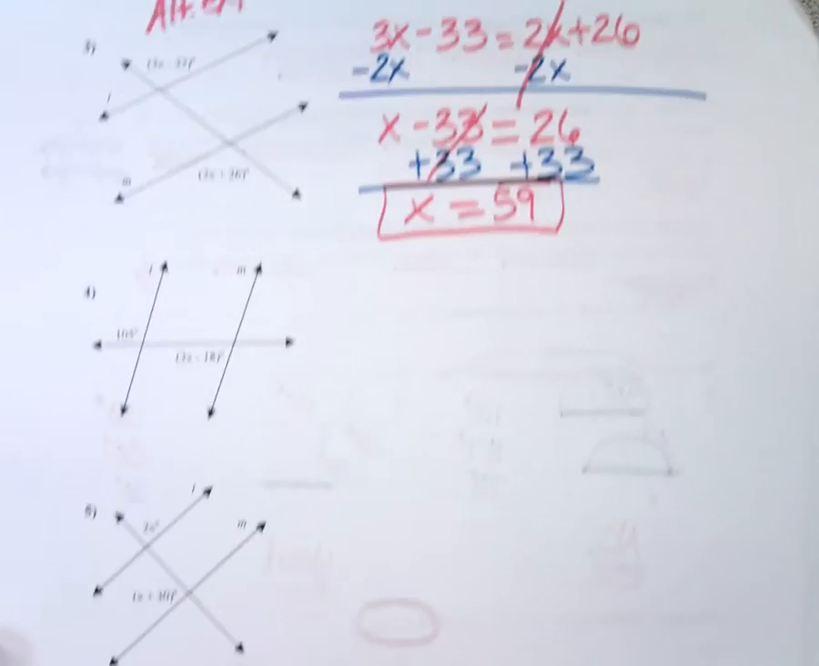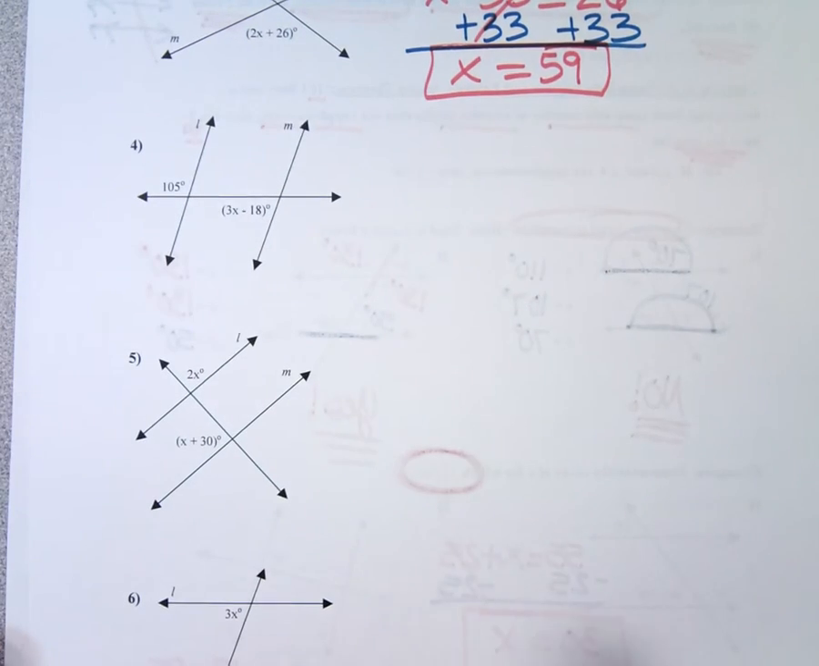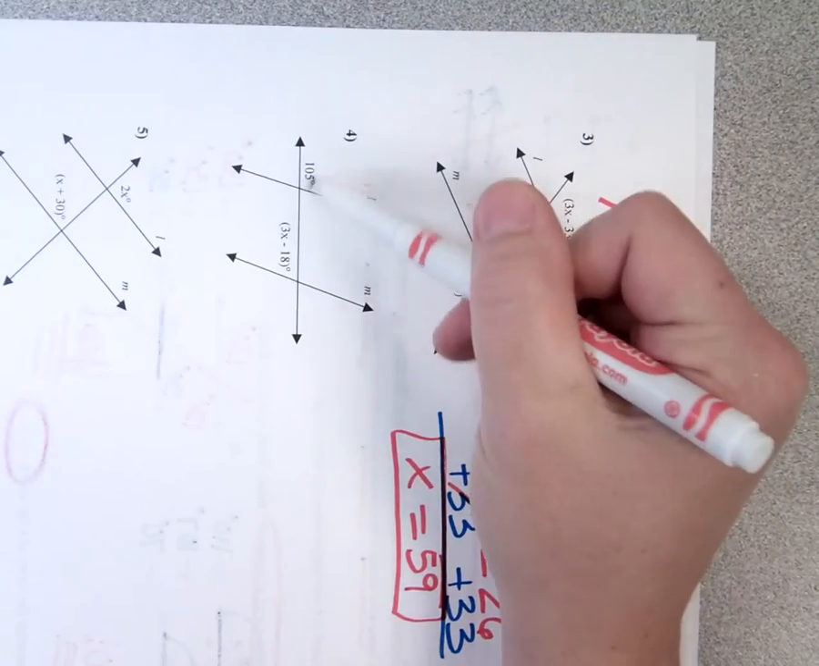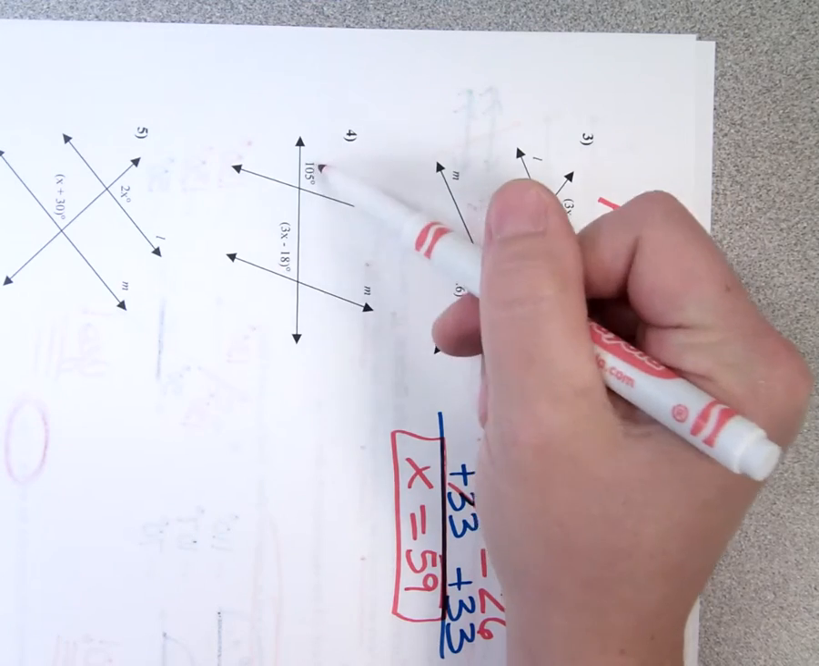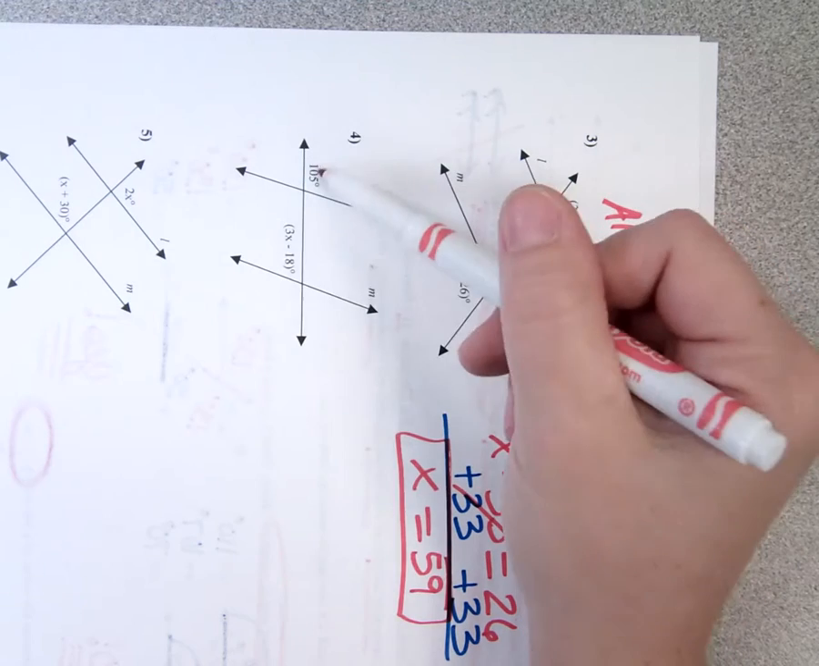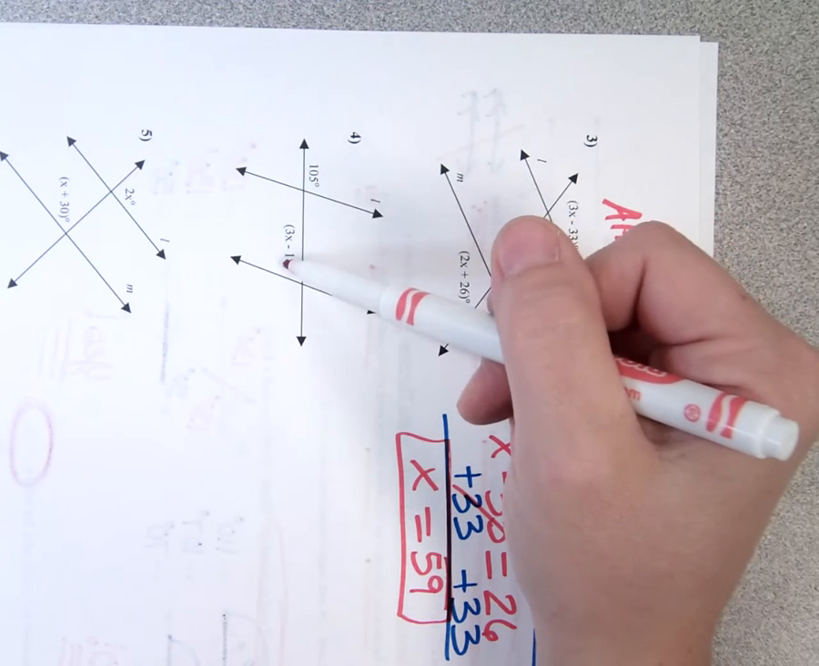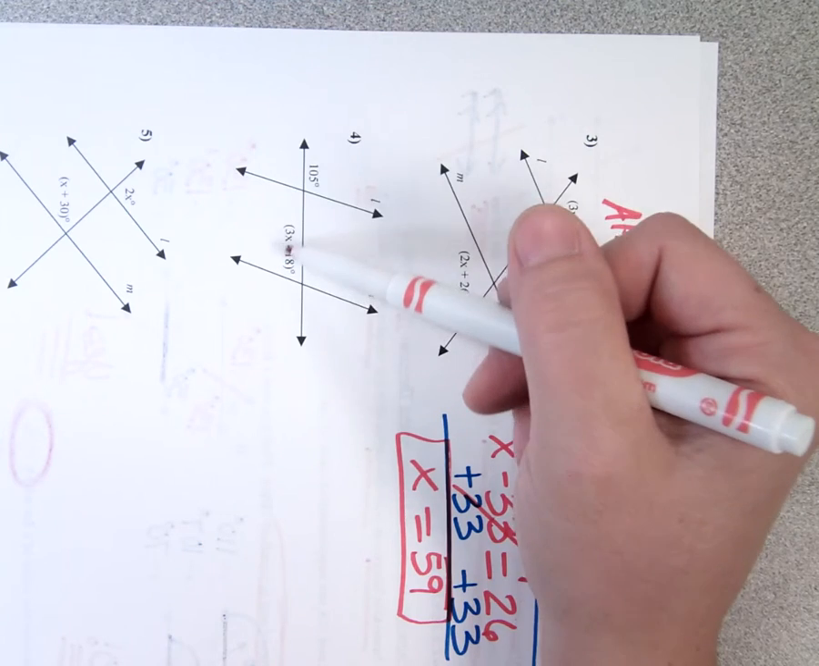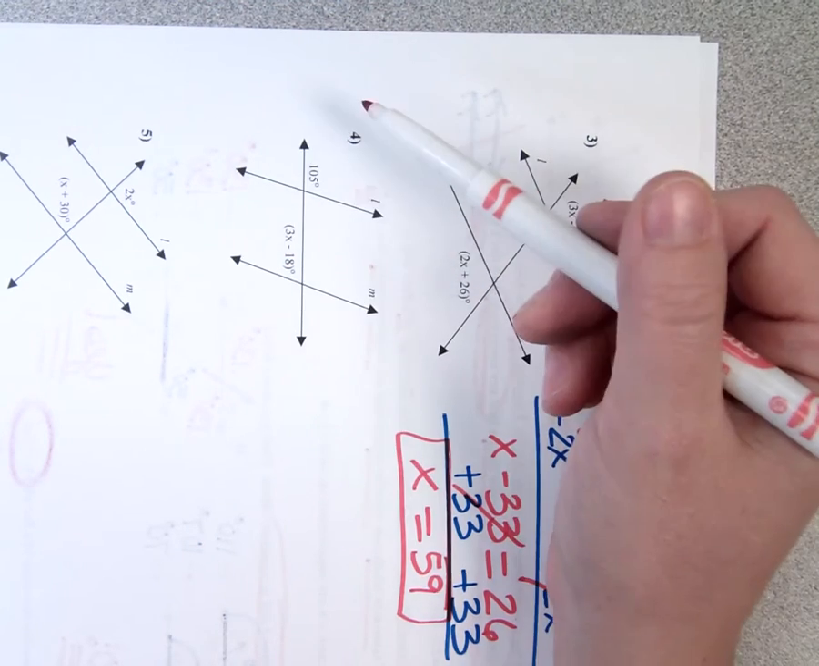Okay, number 4. I'm going to go ahead and turn my picture. Do we have a special name for these two angles shown? We do not. These are not corresponding. They're not alternate interior. They're not same side interior. They're not alternate exterior. They're not same side exterior. I do not have a special name for these.